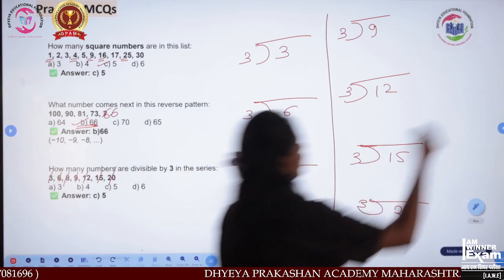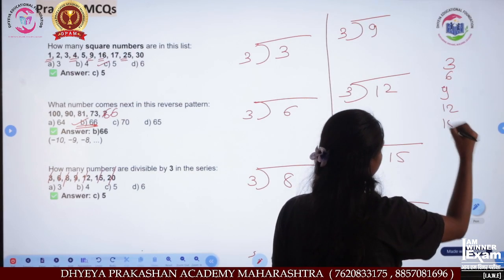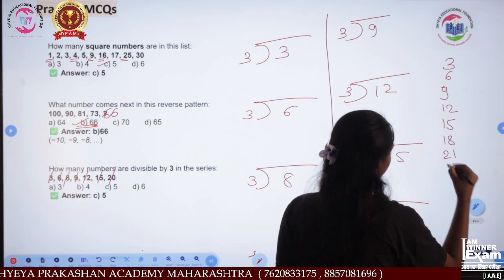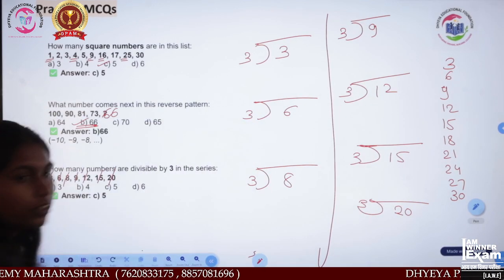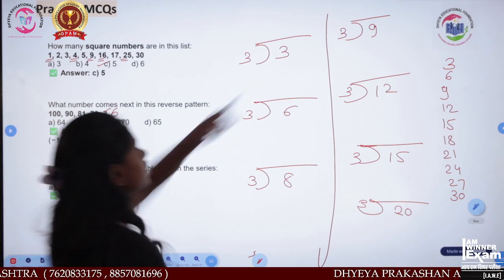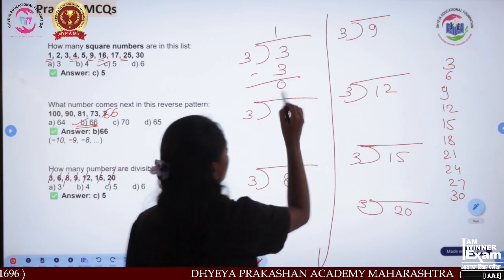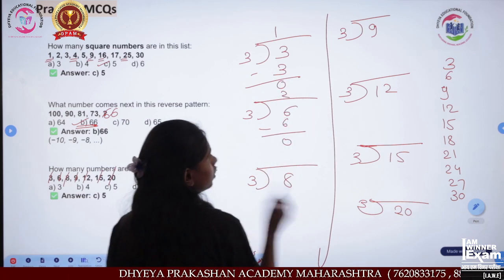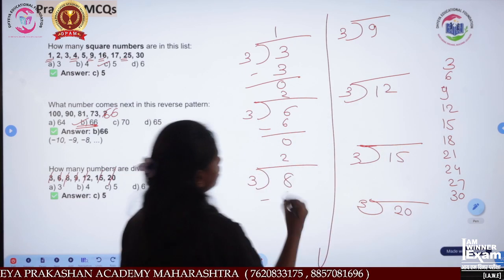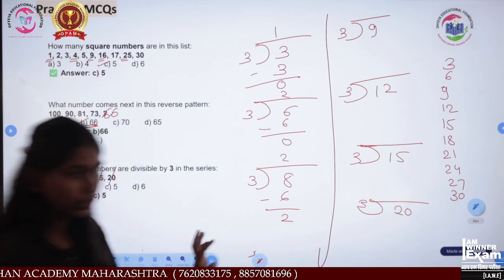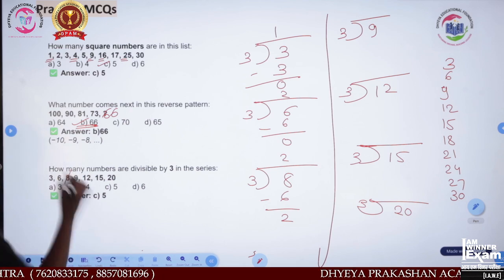Now I am going to write here the 3 table, that is 3 1s are 3, 3 2s are 6, 3 3s are 9, 3 4s are 12, 3 5s are 15, 3 6s are 18, 3 7s are 21, 3 8s are 24, 3 9s are 27, 3 10s are 30. Now let's start. Is the 3 in the table? If you divide 3, you will get 0. 3 2s are 6, 0. Then there is no 8 in the 3's table, so taking the smaller number, 3 2s are 6, then 2 remaining. 2 is not in the 3's table, so 8 doesn't get divided by 3. So just cancel the 8 here.